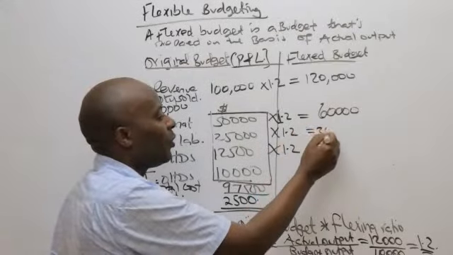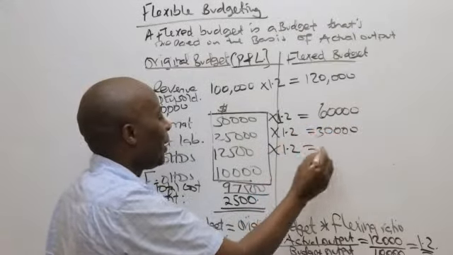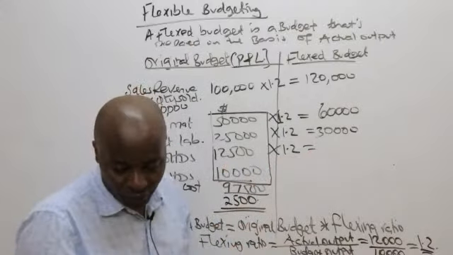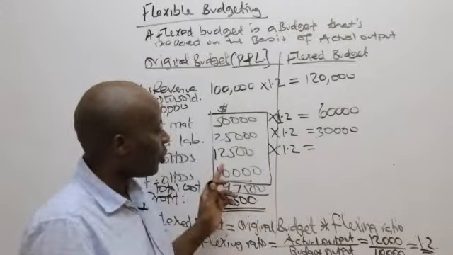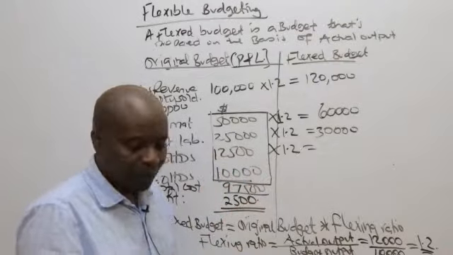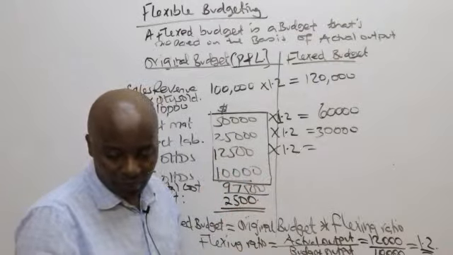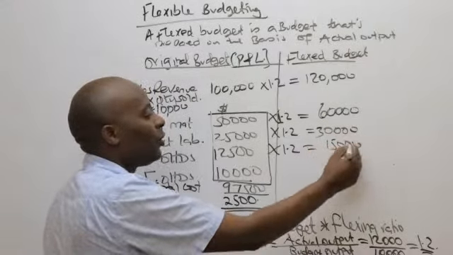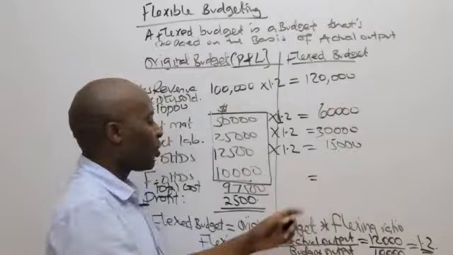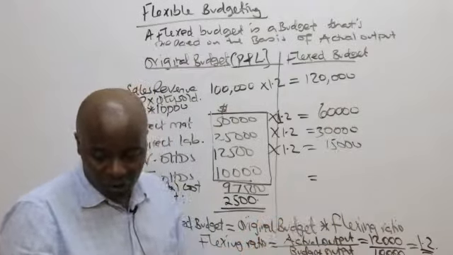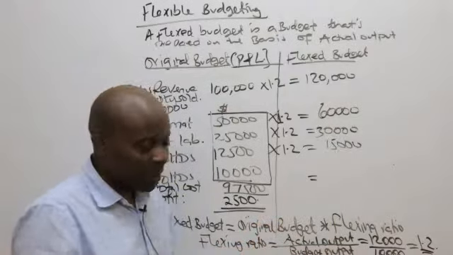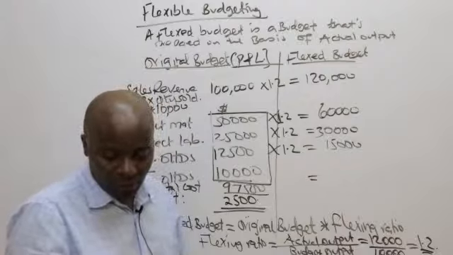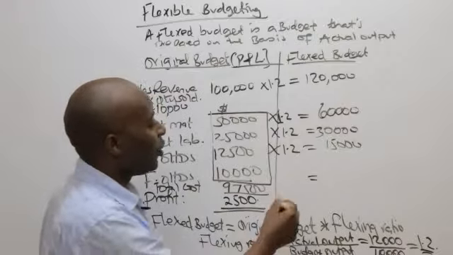And then last, ladies and gentlemen, we have 12,500 times 1.2. This one here will give us what figure? 15,000. So then what figure do you think I should put here for fixed overheads? For fixed overheads, what figure should I charge? 10,000. Thank you very much.